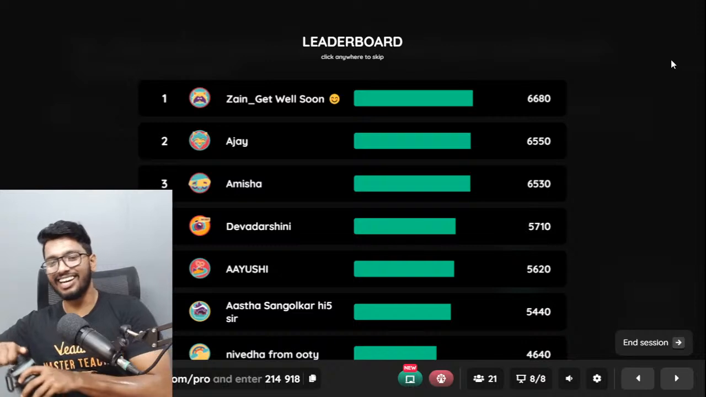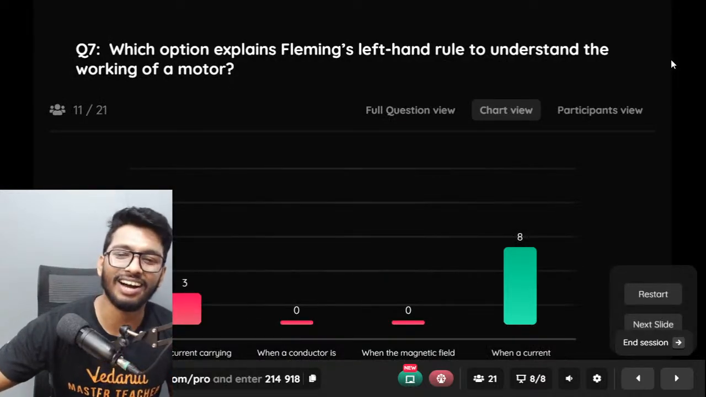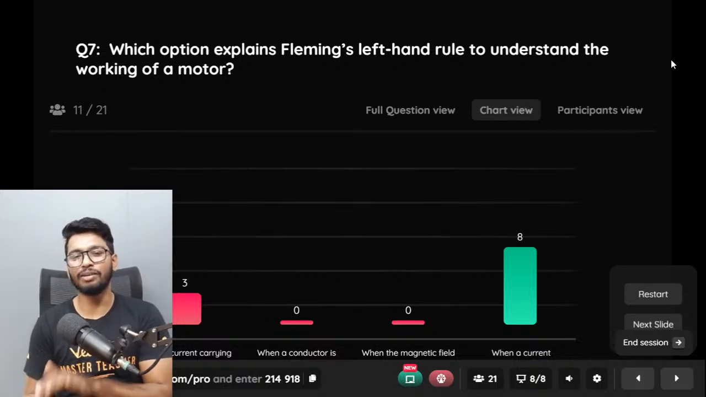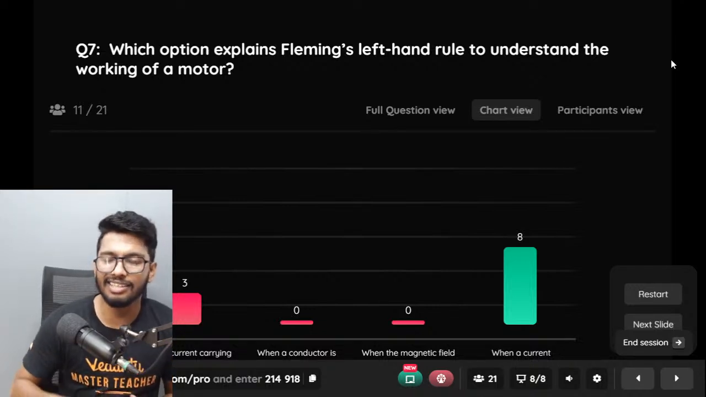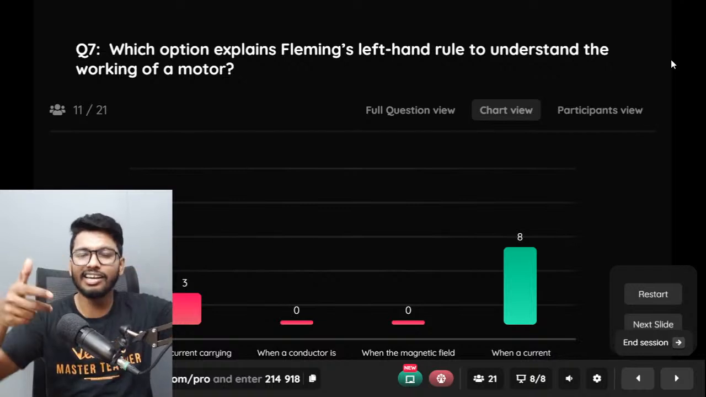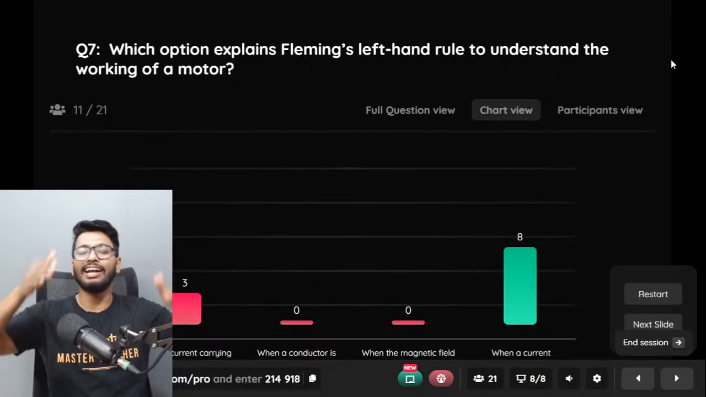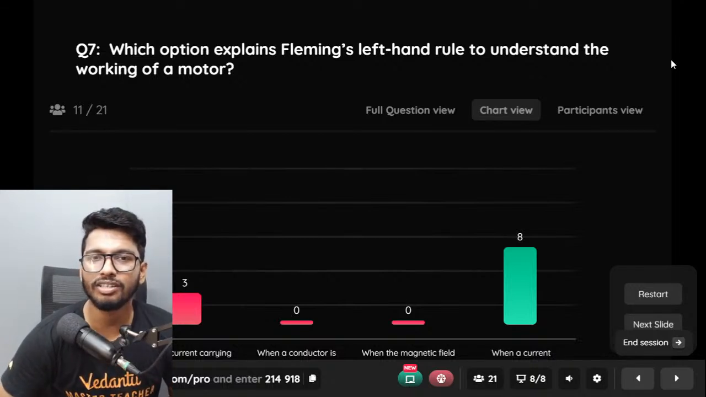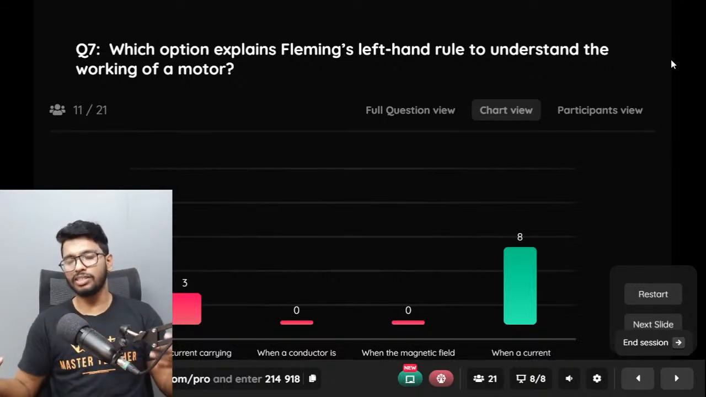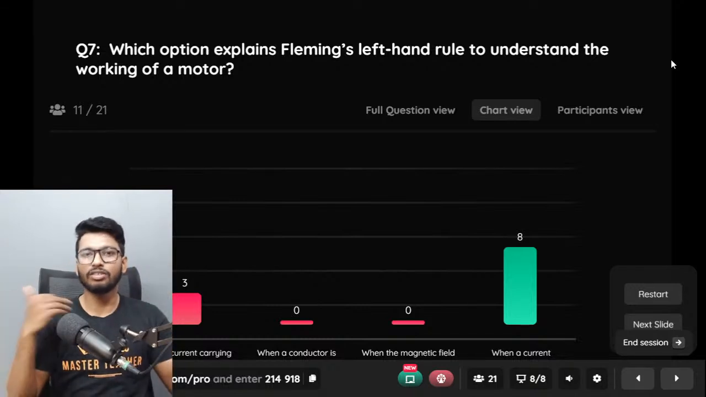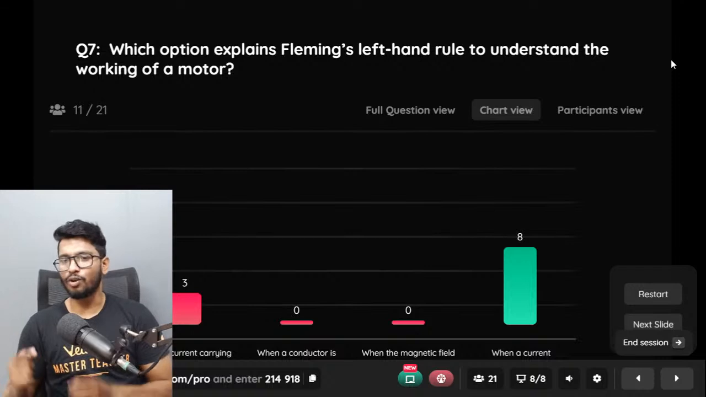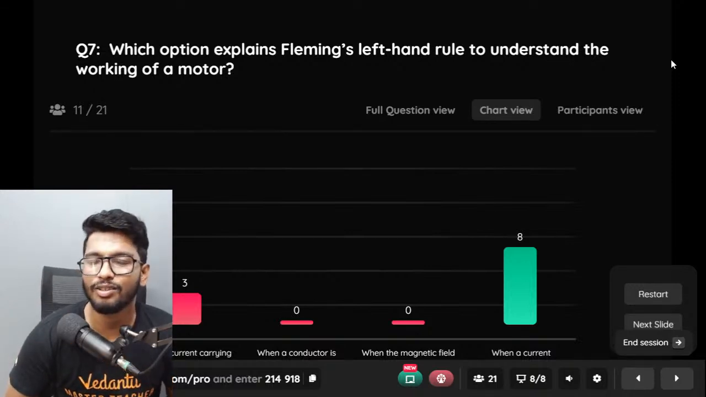My God, Ajayji. Okay, finally, 8 of you guys got the right answer for the last question. Not a bad number. But please do remember, guys, it is nothing but when a current carrying conductor is placed in a magnetic field, it'll experience a force, right? That is what your DC motor works on. That is the basic principle it works on. And Fleming's left hand rule is used to find out the direction of the force on this current carrying conductor. So option D is the right answer, not option number A.